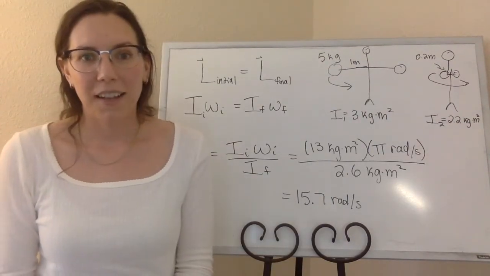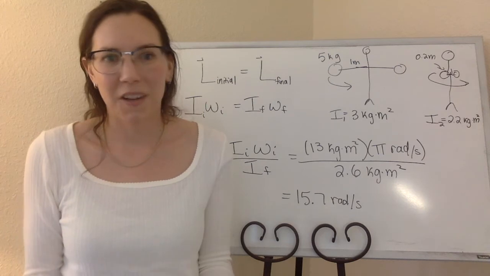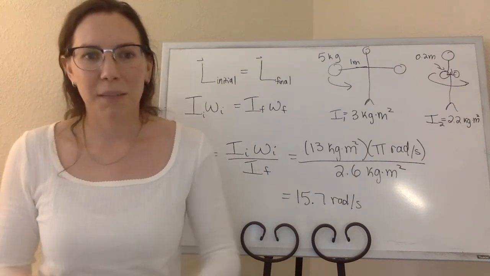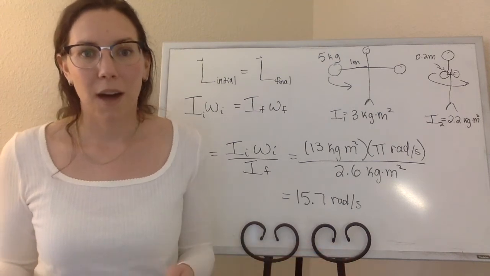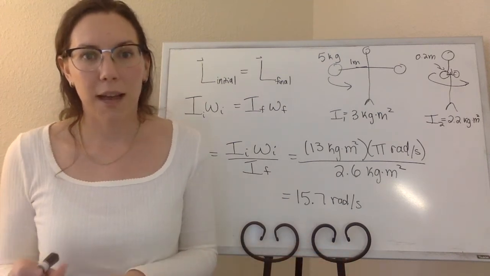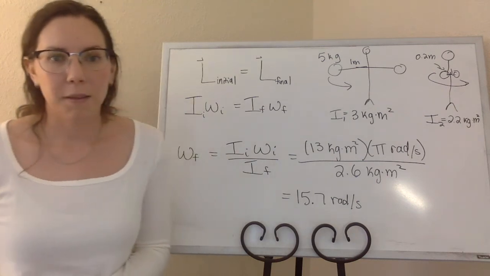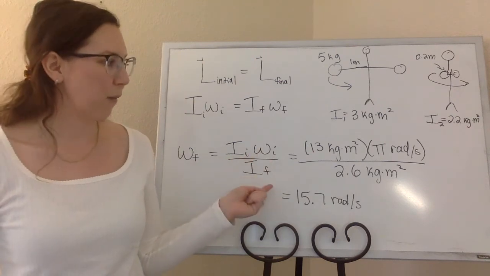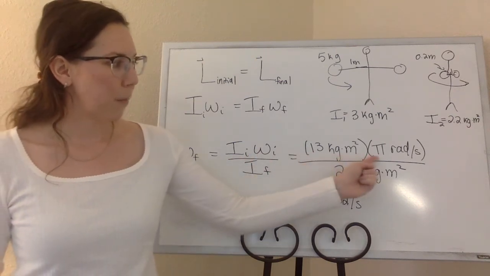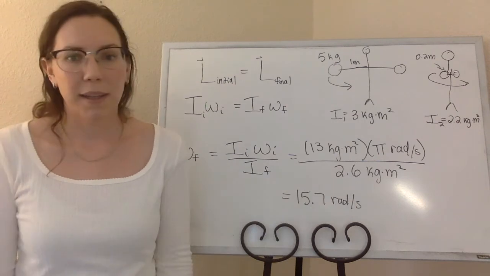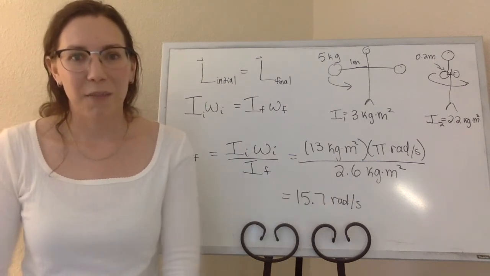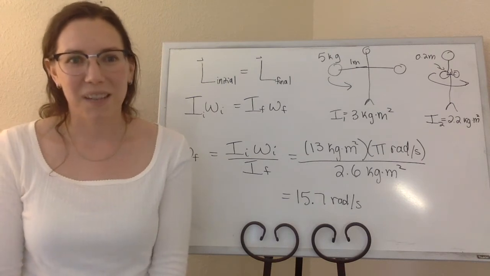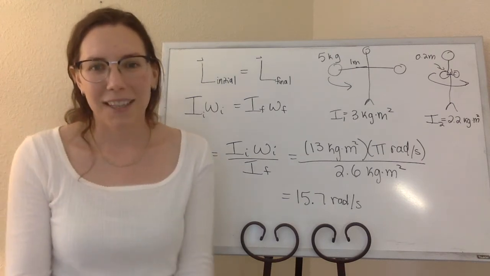So now applying the conservation of angular momentum, since there are no external forces causing a torque in the system, we have initial angular momentum equals final angular momentum. So I1 omega 1 equals IF omega F. And then solving for that final angular velocity, we have I omega I over IF. So 13 kilogram meters squared times pi over 2.6 kilogram meters squared, which gives a final angular velocity at a higher rate of 15.7 radians per second. Okay, let's try the next example.